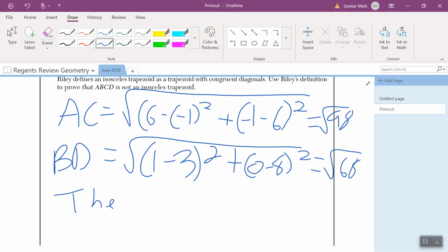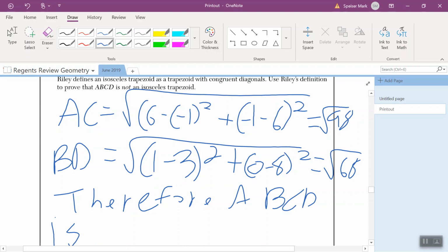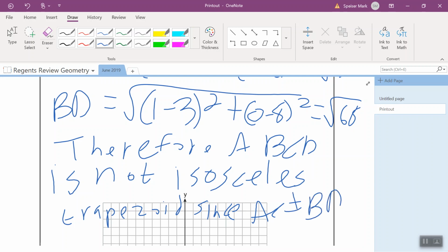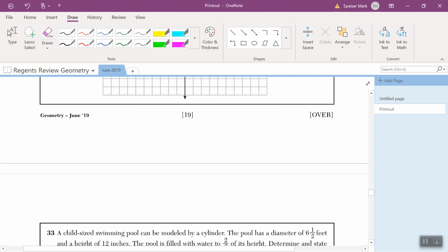Therefore, ABCD is not an isosceles trapezoid, since diagonal AC is not equal to diagonal BD. On to the next question.